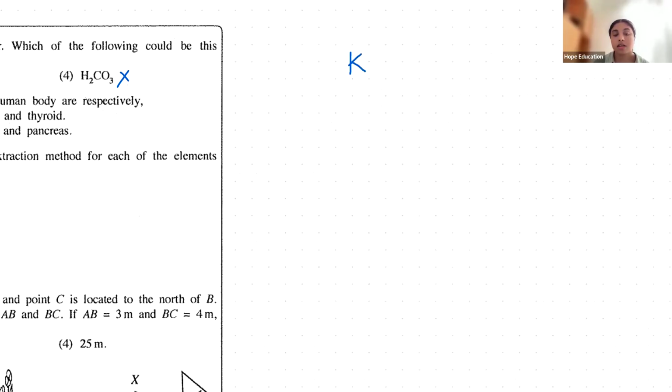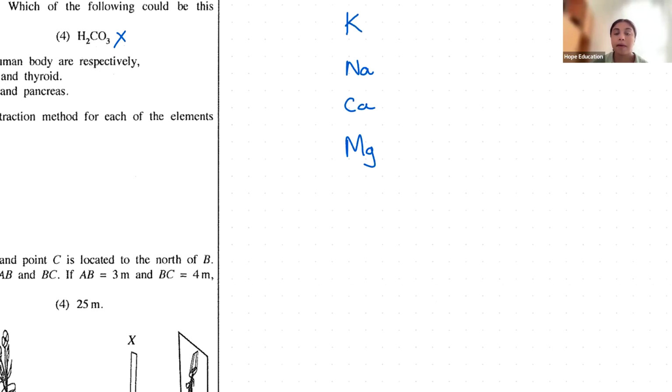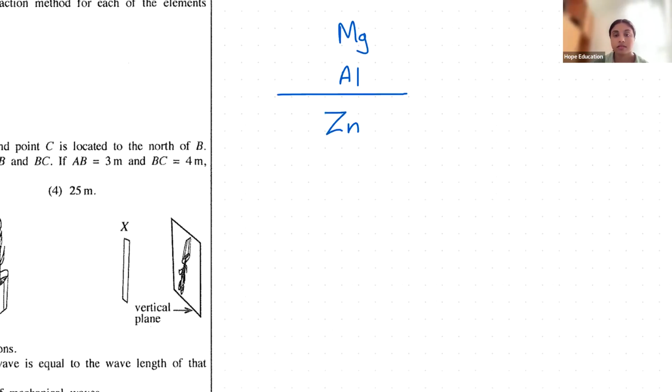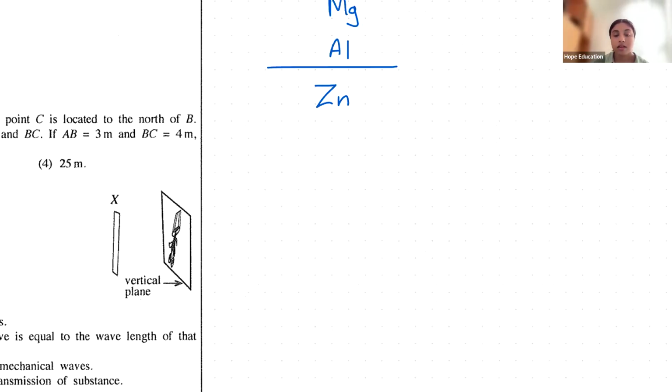Potassium, yes. Then sodium, yes. Then calcium. Okay, then magnesium. Then aluminium. Those are the first five. Then zinc. Then what comes next? Yes, iron.